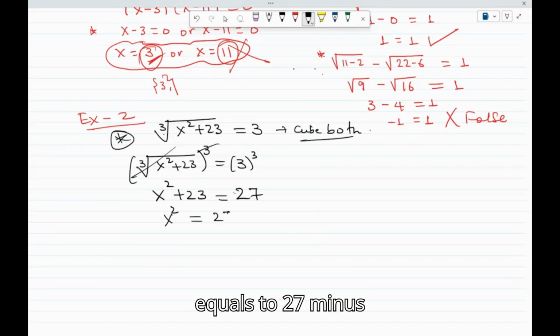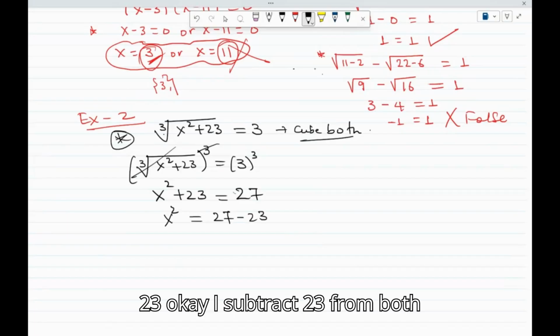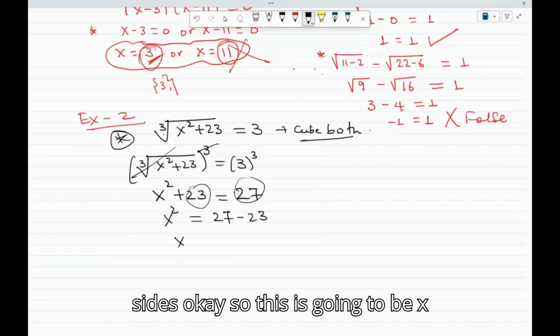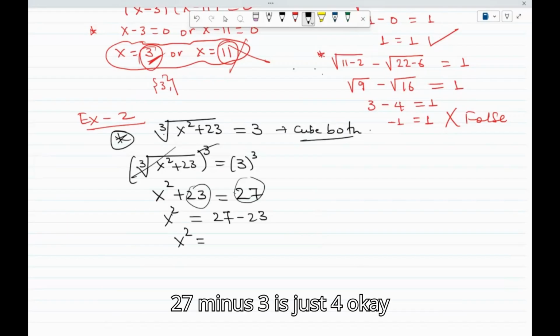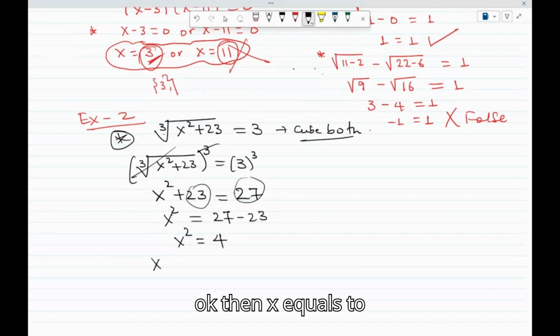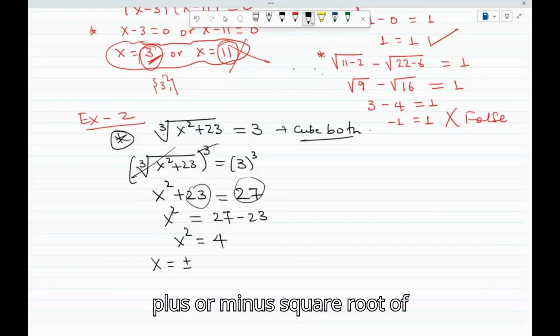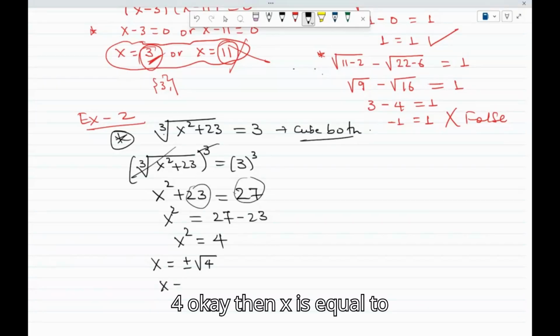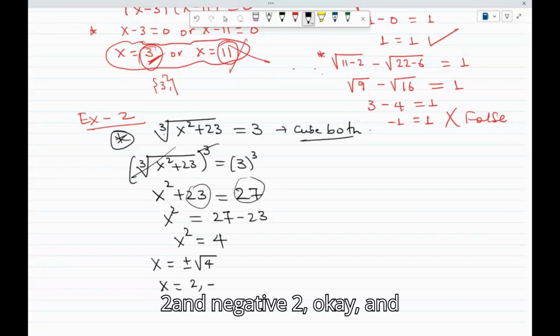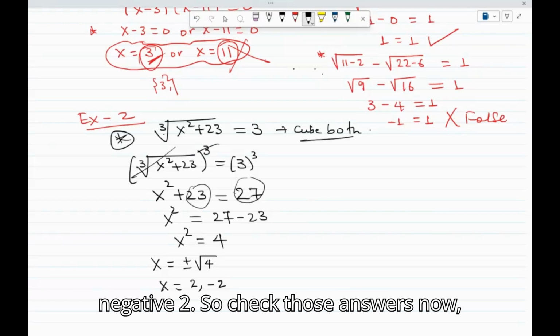So this is going to be x squared equals 27 minus 23. I subtract 23 from both sides. So x squared is equal to 27 minus 23, which is just 4. Then x equals plus or minus the square root of 4. Then x is equal to 2 and negative 2.